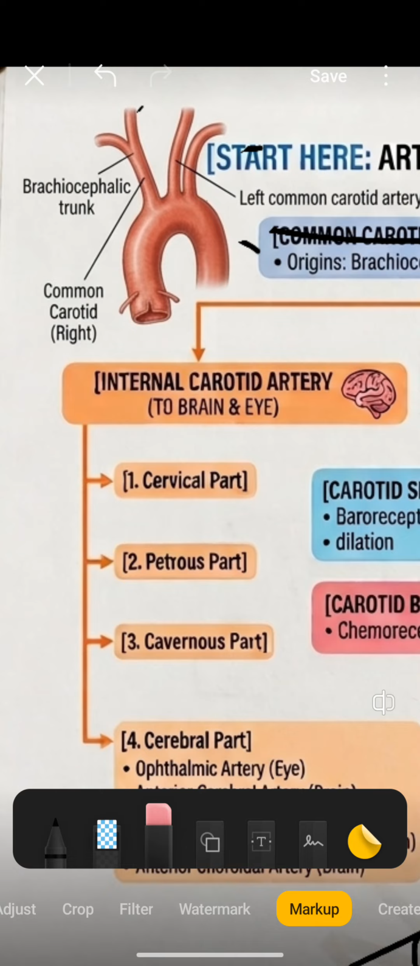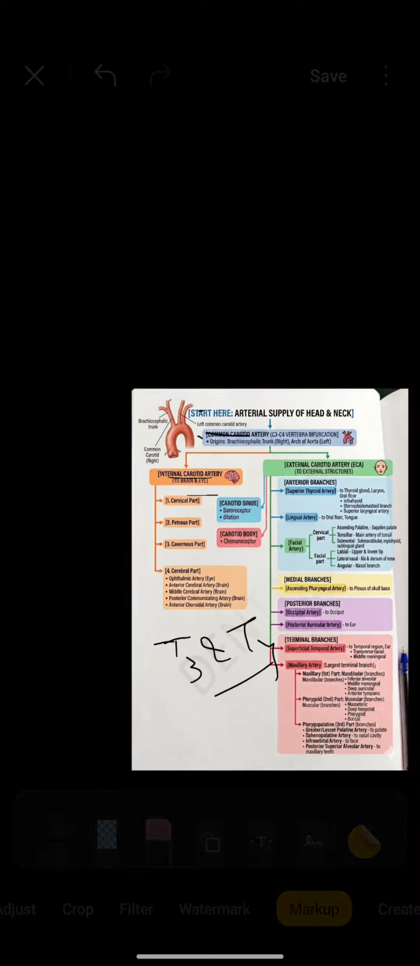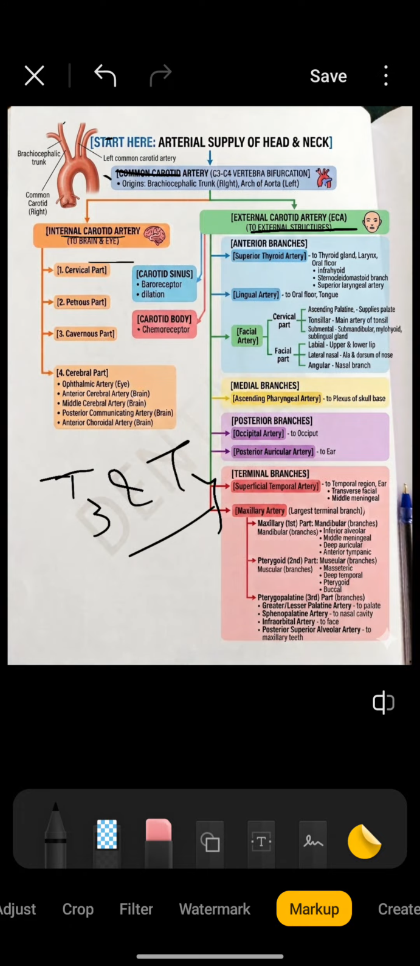The right common carotid artery arises from the brachiocephalic trunk and the left common carotid artery arises from the arch of aorta. Okay, these common carotid arteries are further subdivided into the internal carotid artery and external carotid artery at the level of C3 and C4 vertebra. Okay, clear?